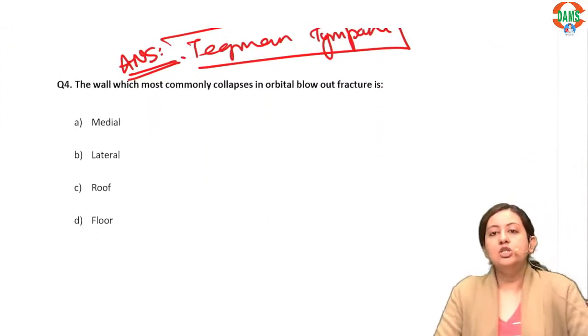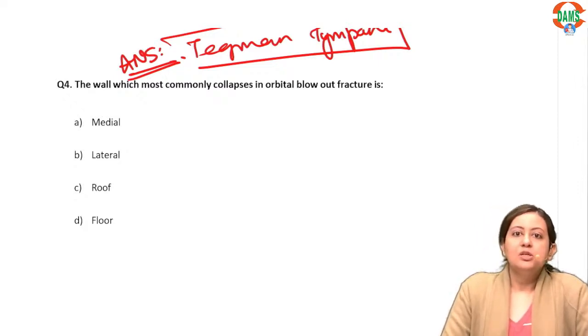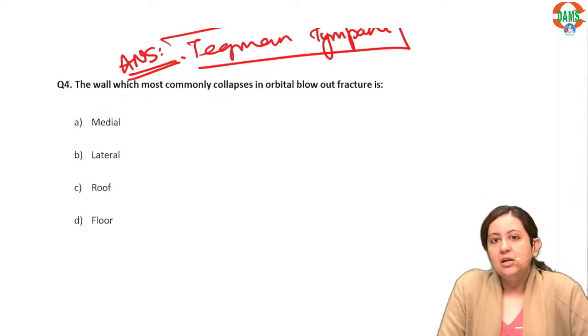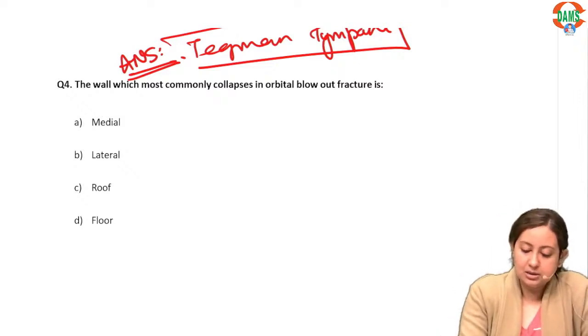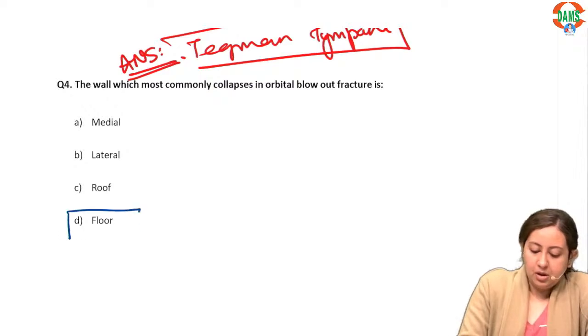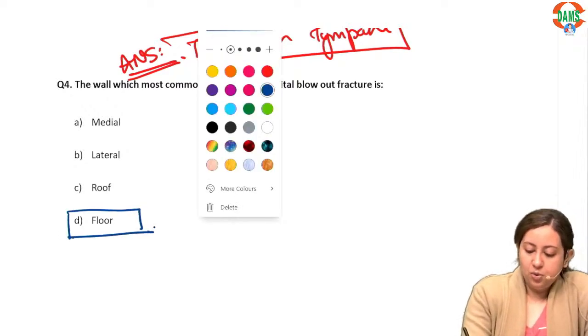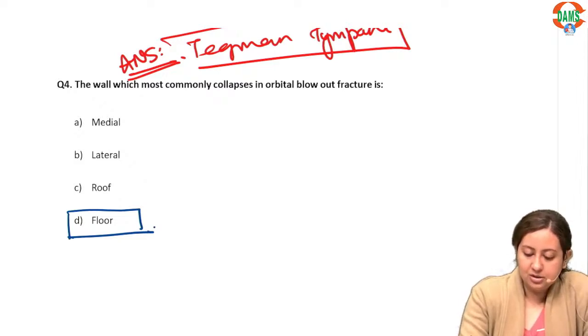The wall which most commonly collapses in an orbital blowout fracture. This is again a repeat question, a very straightforward question. The options are option A medial, option B lateral, option C roof, option D floor. So here the answer is option D, that is floor. Now again, a few important points which I tell in my class and in my lectures as well.